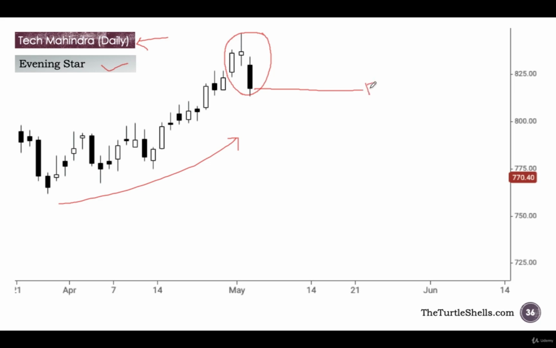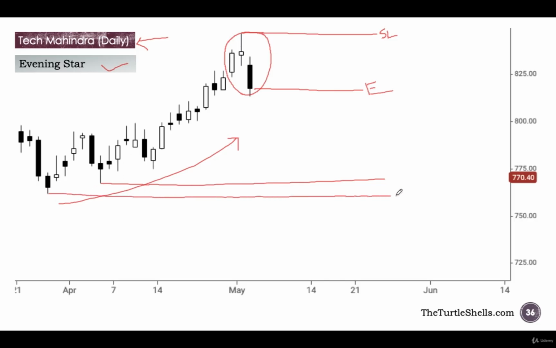So let's say this is our entry point. Just above the high of the evening star, we keep our stop loss. And what is our support? Maybe this one? Yeah, this one we can take as support. This one is not much of a support because there's no trend. And this one is definitely a support. So we have a zone here. That's a support zone. We call this S1, we call this S2, and our profit target will be somewhere above the S1.